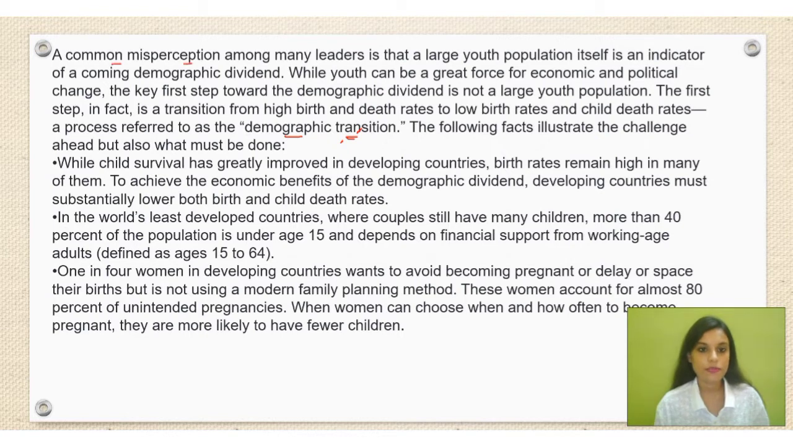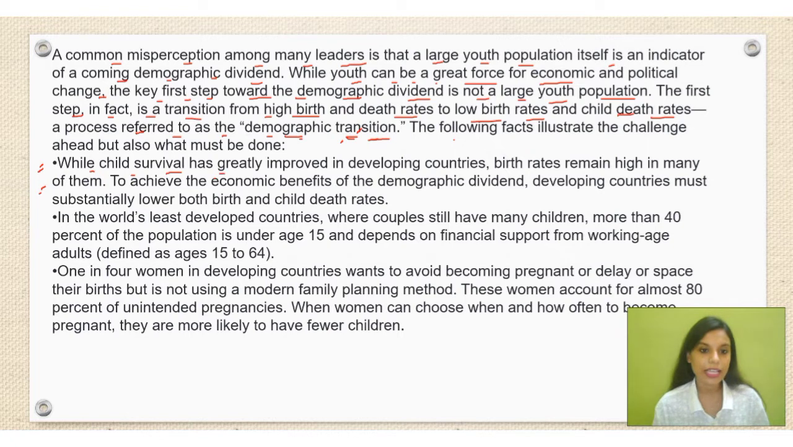A common misperception among many leaders is that a large youth population itself is an indicator of a coming demographic dividend. While youth can be a great force for economic and political change, the key first step towards the demographic dividend is not a large youth population. The first step, in fact, is a transition from high birth and death rates to low birth rates and child death rates, which is a process referred to as the demographic transition. Here I have given you certain illustrations also just to prove the point.